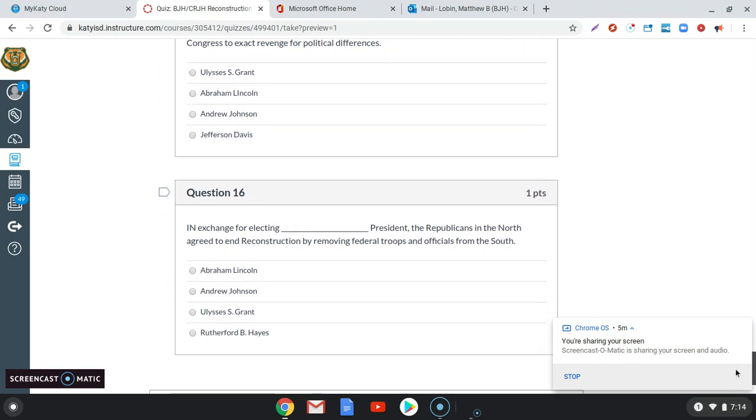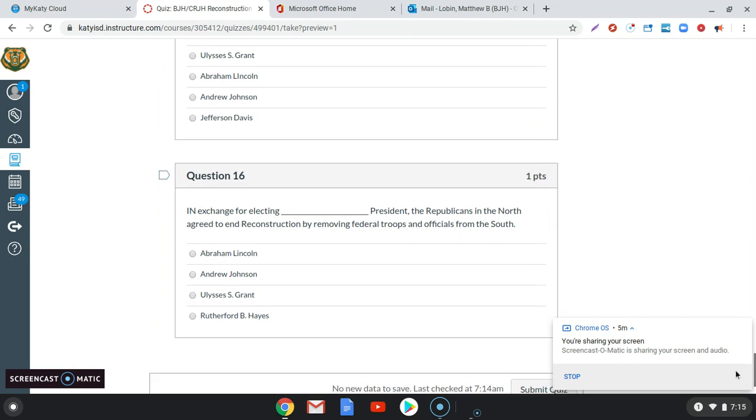Question 16. In exchange for electing blank president, the Republicans in the North agreed to end Reconstruction by removing federal troops and officials from the South. Abraham Lincoln, Andrew Johnson, Ulysses S. Grant, Rutherford B. Hayes. This concludes the assessment.